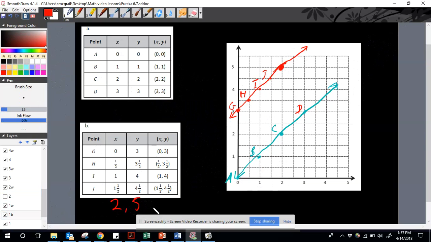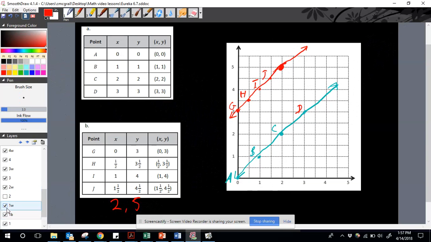And I do notice a pattern. Do you guys notice a pattern? I can see that every single time Y is actually 3 more than X. So 3 is 3 more than 0, 4 is 3 more than 1, and 5 is 3 more than this. So that means that if I know what X is, all I need to do is add 3 to it, and that point will be on this line.